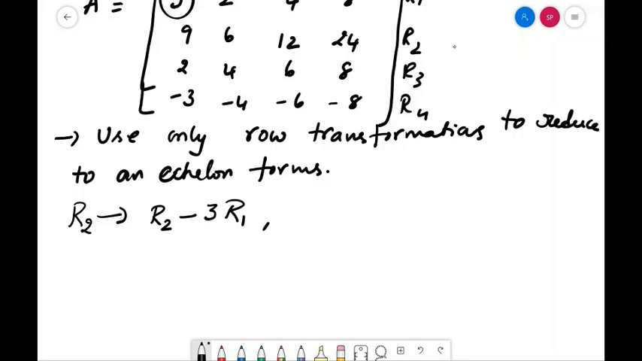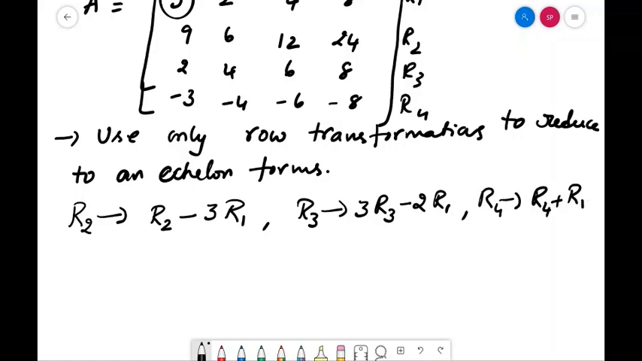Then similarly R3. I want to make this 2 zero using this 3. So multiply the third row with 3: 3R3 minus 2R1. And then the fourth row R4. What am I going to change? I want to get 0. Minus 3 and plus 3, if you add, you will get 0. So we will make R4 plus R1.